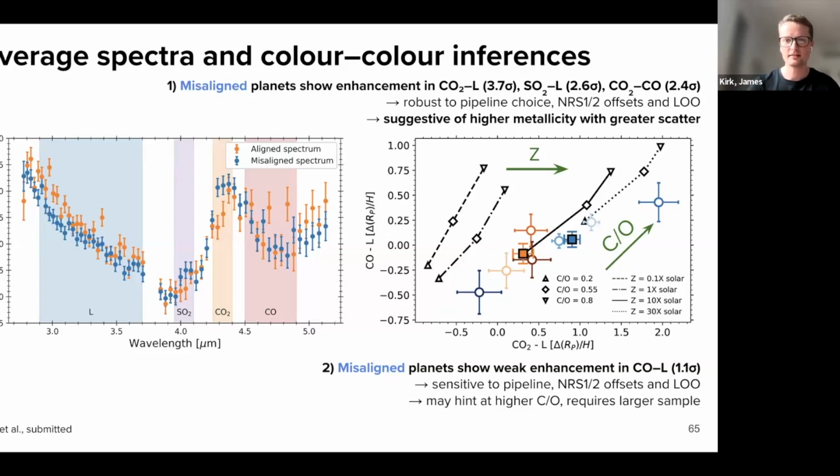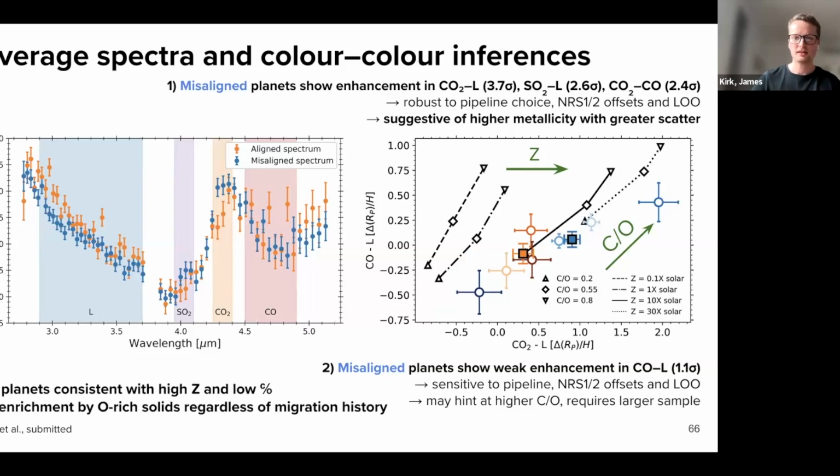Taken together then, these colors are suggestive of the misaligned planets as a population having higher metallicity and with a greater spread in their metallicities with respect to the aligned planets, and potentially higher C/O ratios, although of course that needs much more data to really test. But looking at the entire population, something that is similar to what Evie showed in her retrieval analysis is that as a population, all of the planets appear to be mostly consistent with high metallicity atmospheres and low carbon to oxygen ratios, which again is suggestive that enrichment by oxygen-rich solids is important regardless of these planets' migration histories.